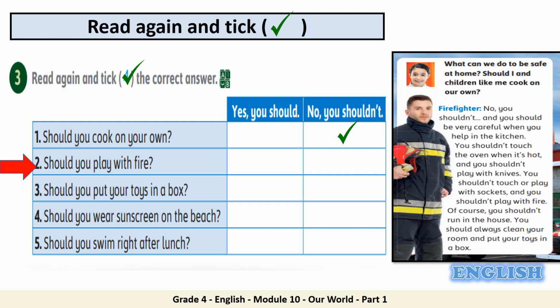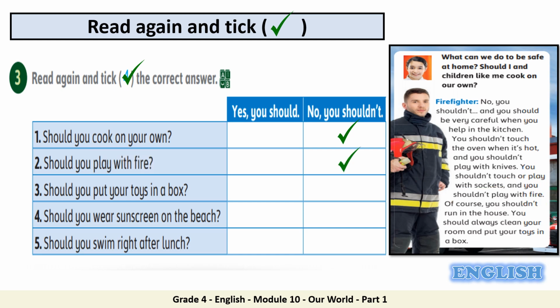Let's move to question 2. Should you play with fire? Let's highlight the keyword in the question first. Play with fire. Can you find it in the text? Yes. Now you can easily find your answer. You shouldn't play with fire. So what will your answer be? No, you shouldn't.